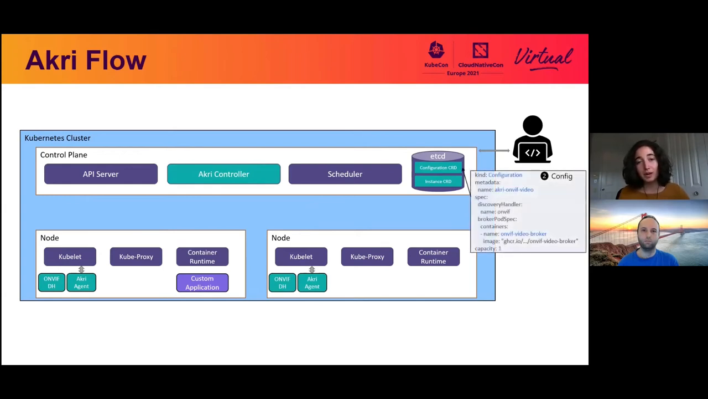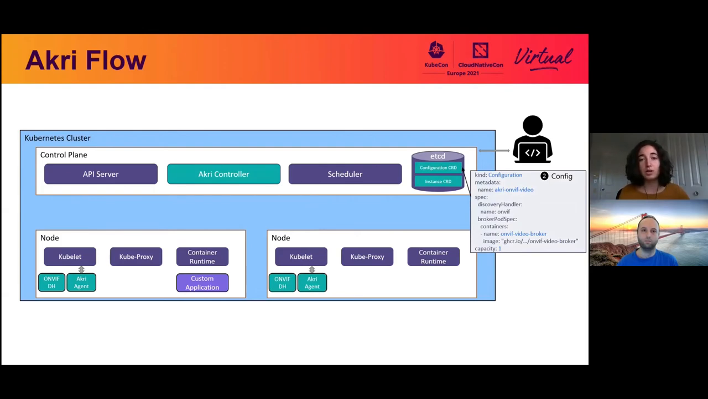In this case, because we want to discover IP cameras, we're going to specify that we want to use the ONVIF discovery handler. And since we do want workloads automatically deployed to the discovered devices, we're going to specify the image for our workload. And in this case, we'll say it's a frame server, like we saw in our previous scenarios.